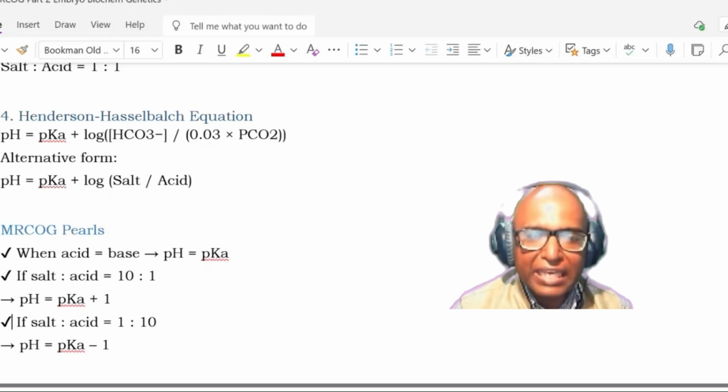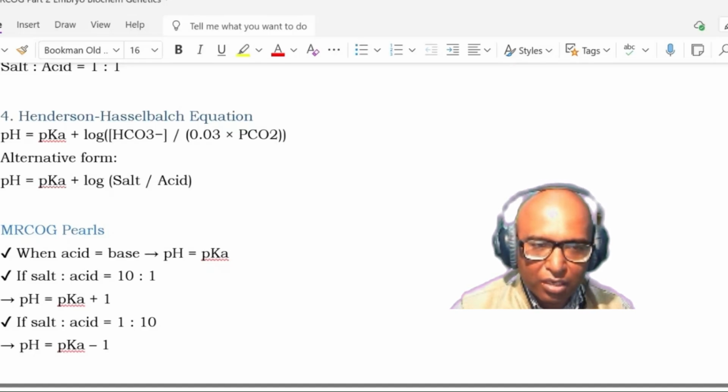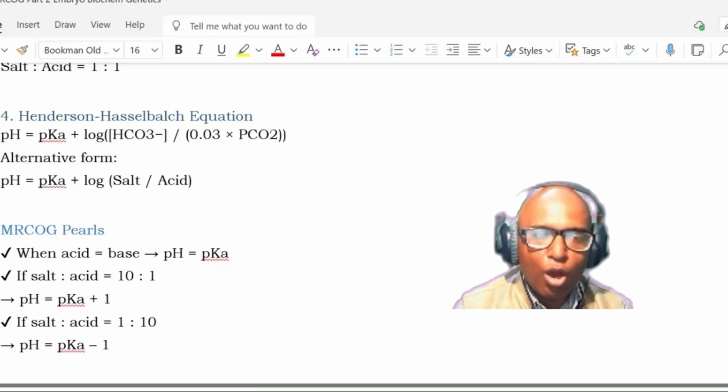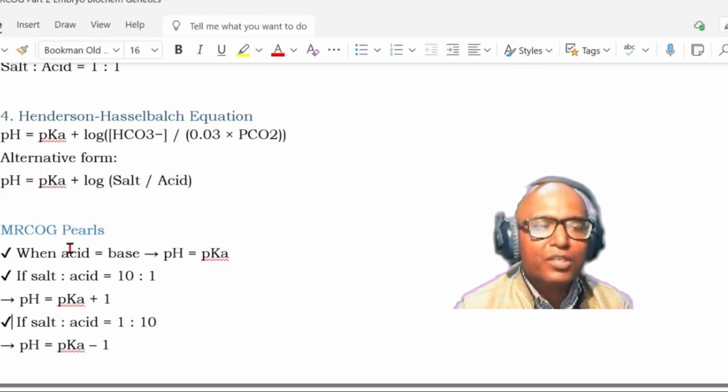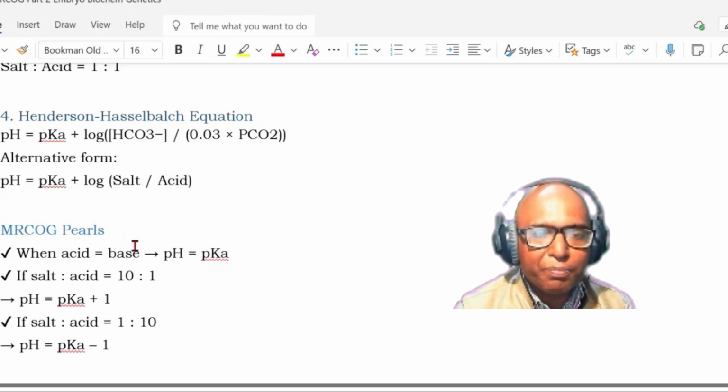pH equals pKa plus log of bicarbonate divided by PCO2 into 0.03, or in a simple form, pH equals pKa plus log of salt upon acid. Even if you remember this as salt upon acid, that is fine. So pH equals pKa plus log of salt upon acid. Here salt is bicarbonate and acid is PCO2. When acid is equal to base, at that time pH equals pK.